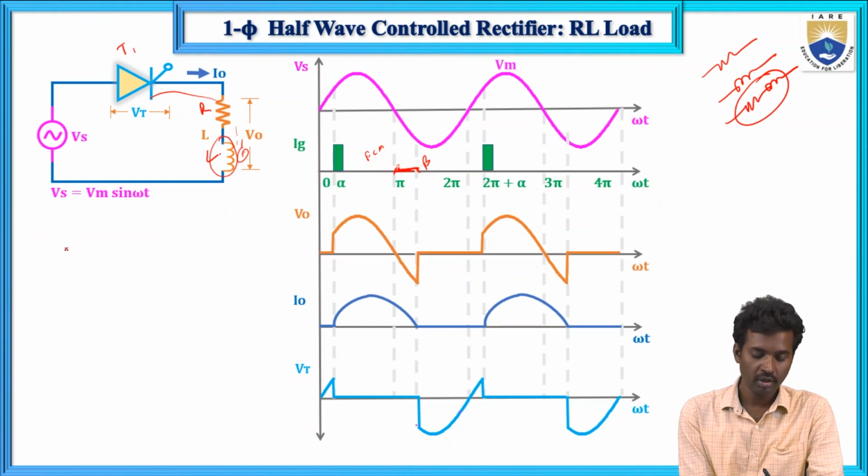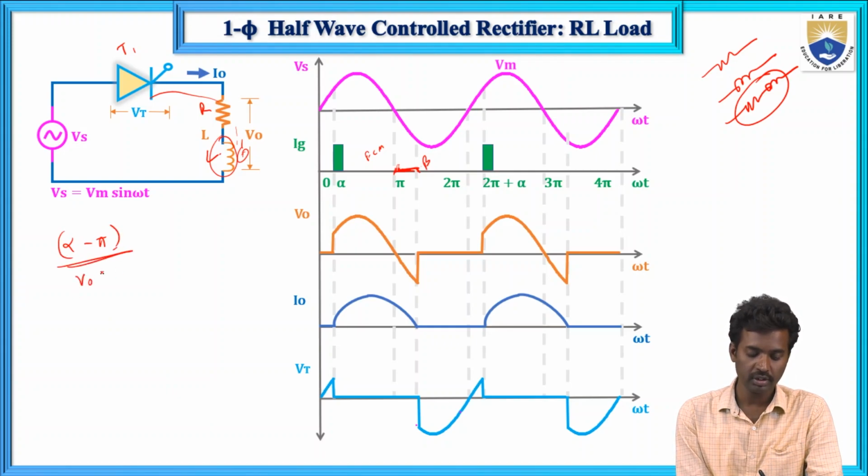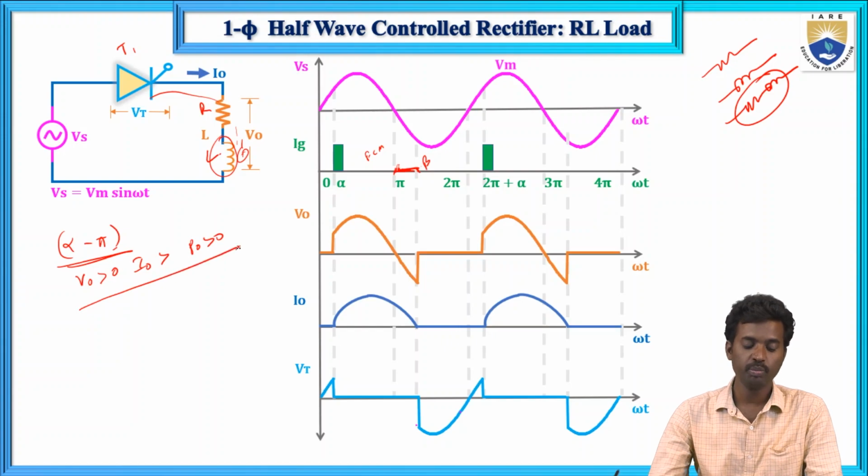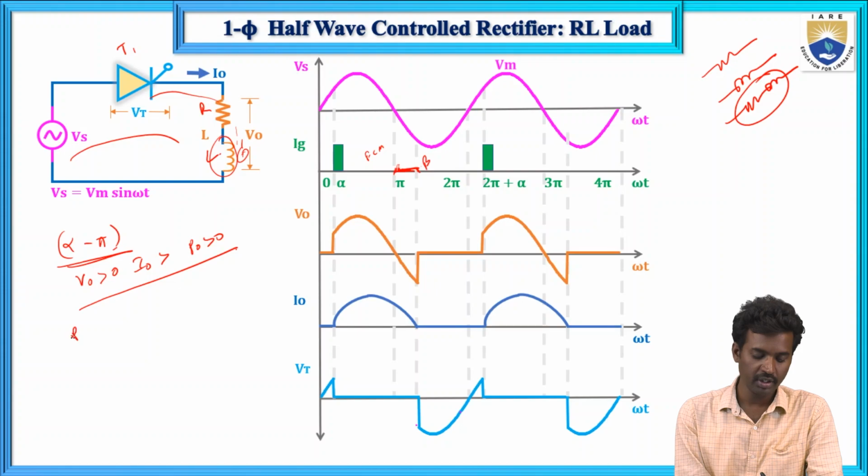So now here from alpha to pi, V0 is greater than 0, I0 is greater than 0 and power is greater than 0, which means power is delivered from source to load.